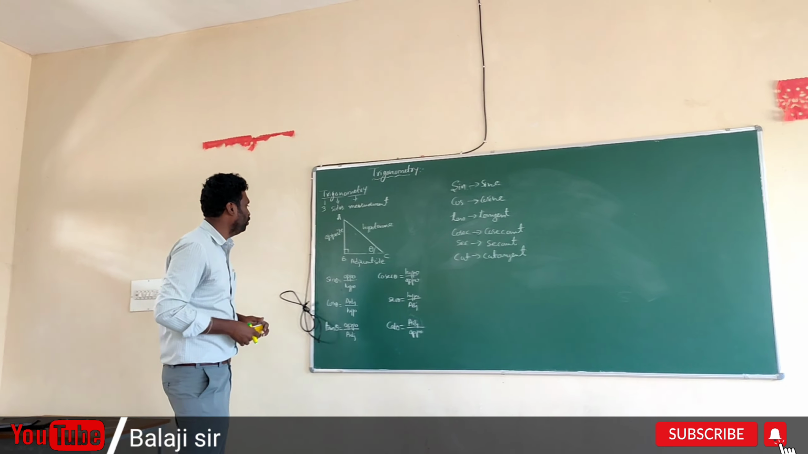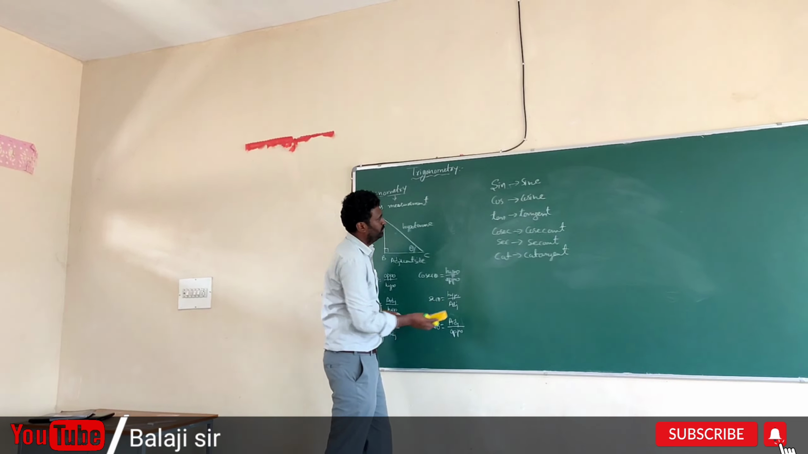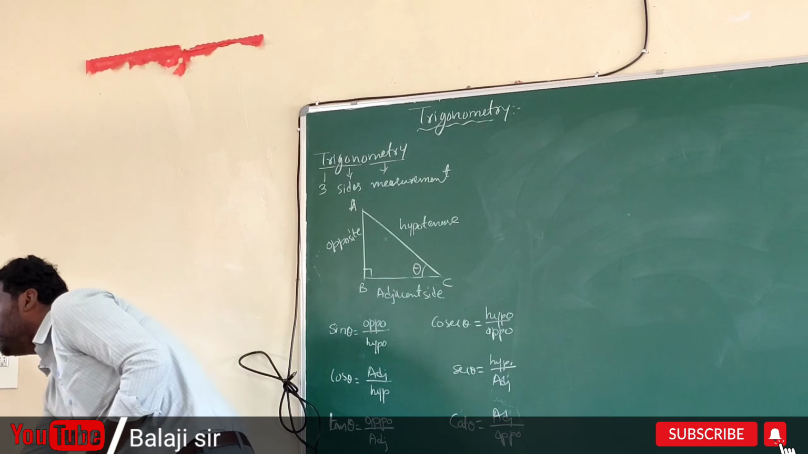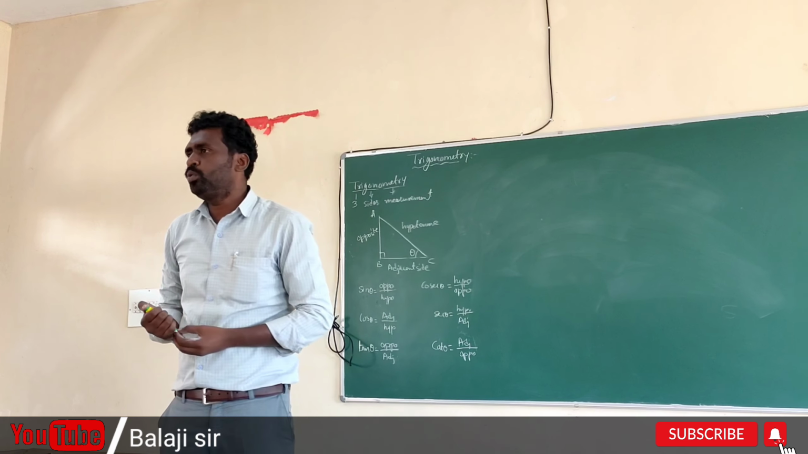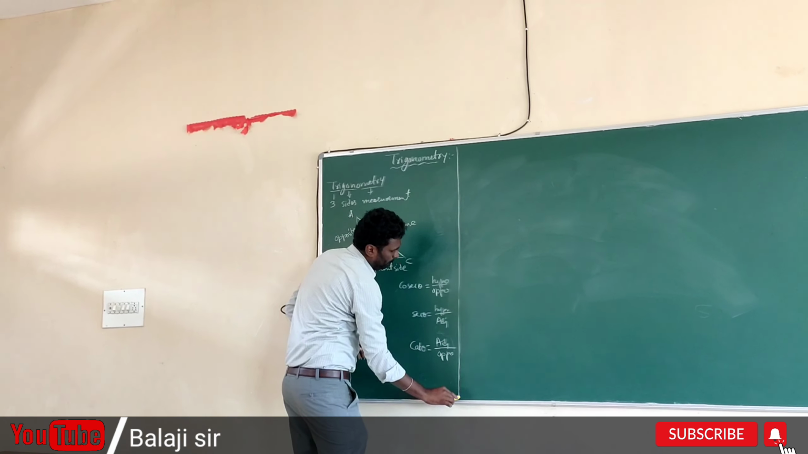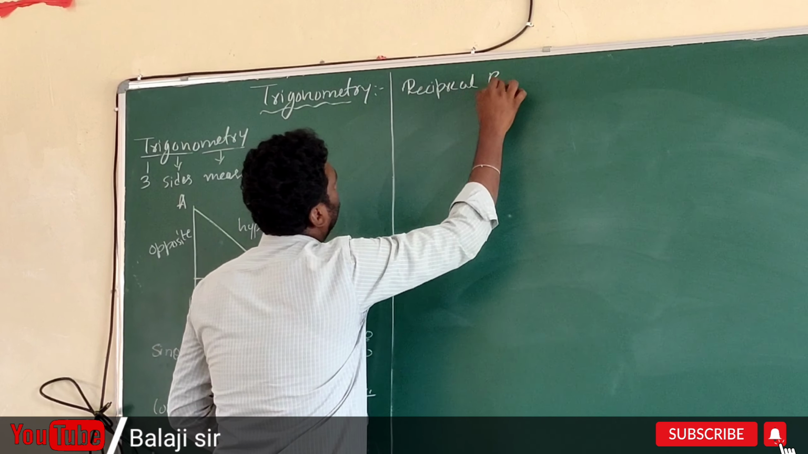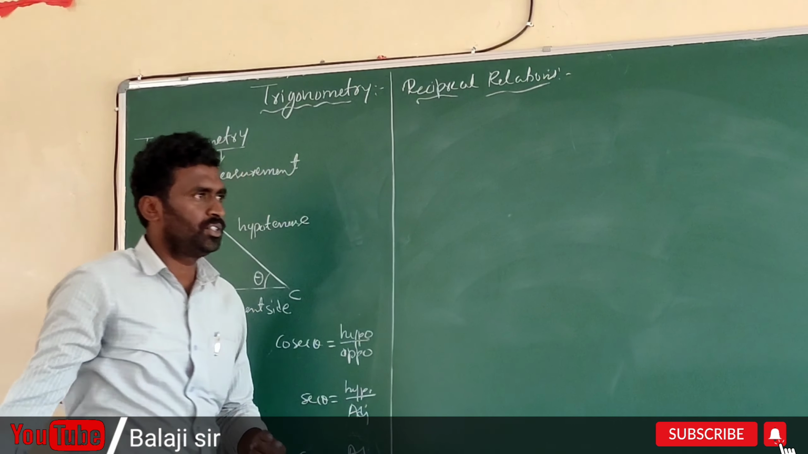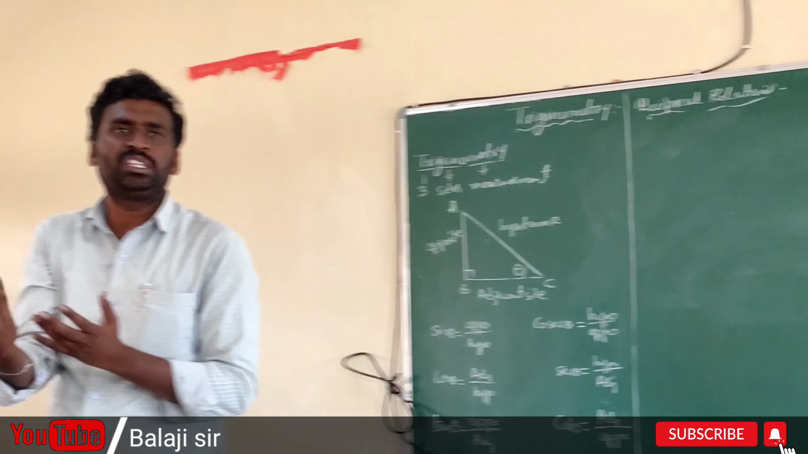So these are called trigonometric ratios. After learning the trigonometric ratios, the next part we have to learn is reciprocal relations. I have already told you, but how do we write the reciprocal relations?